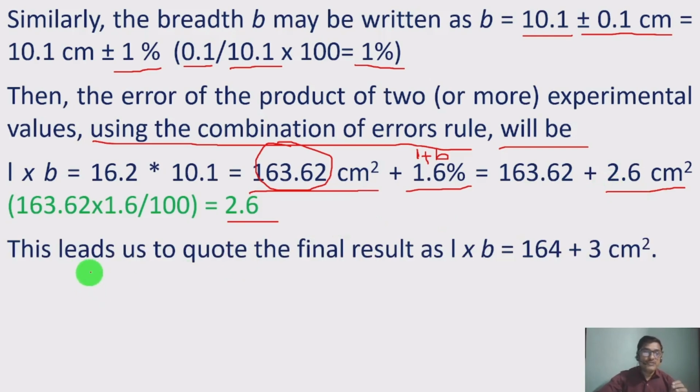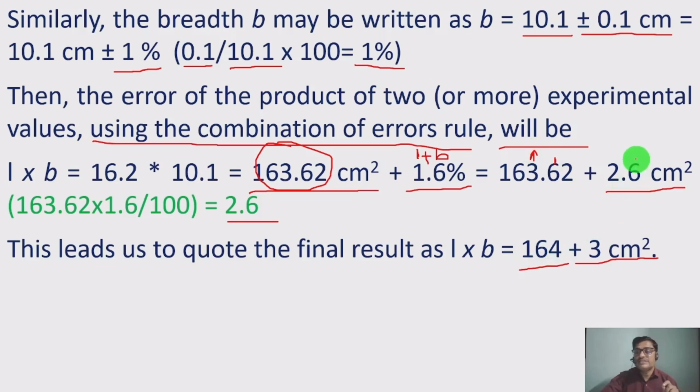Further, how can we simplify this? This leads us to quote the final result as L into B, that is 164 plus or minus 3 centimeter square. How does this 164 come? By rounding off of the values. Here 163.62, the 0.6 is more than 5, therefore this 3 is increased by 1 digit. Therefore, this becomes 164.